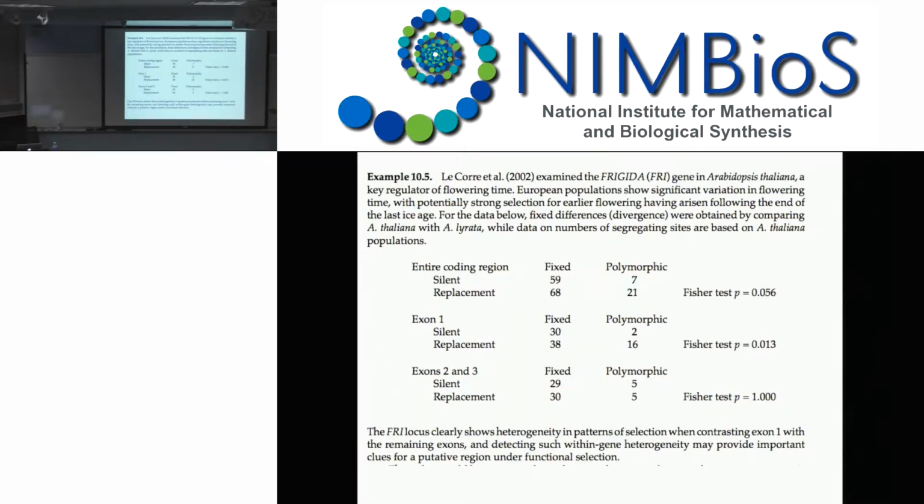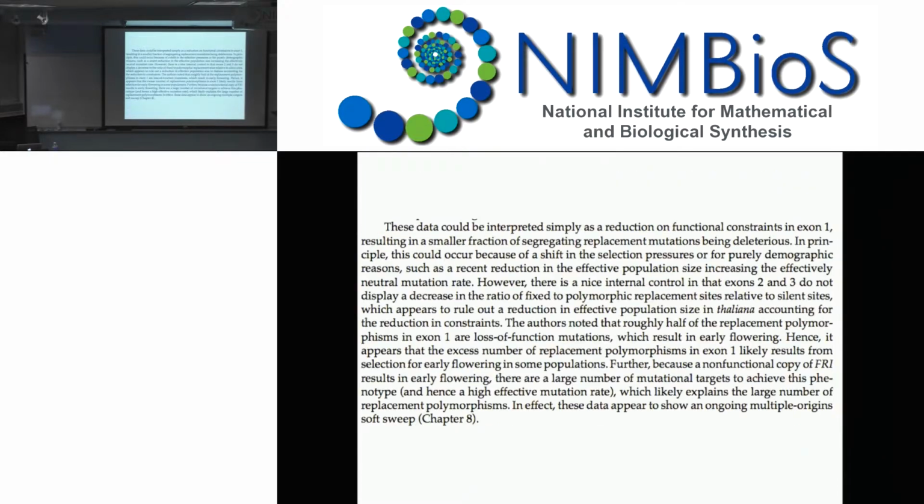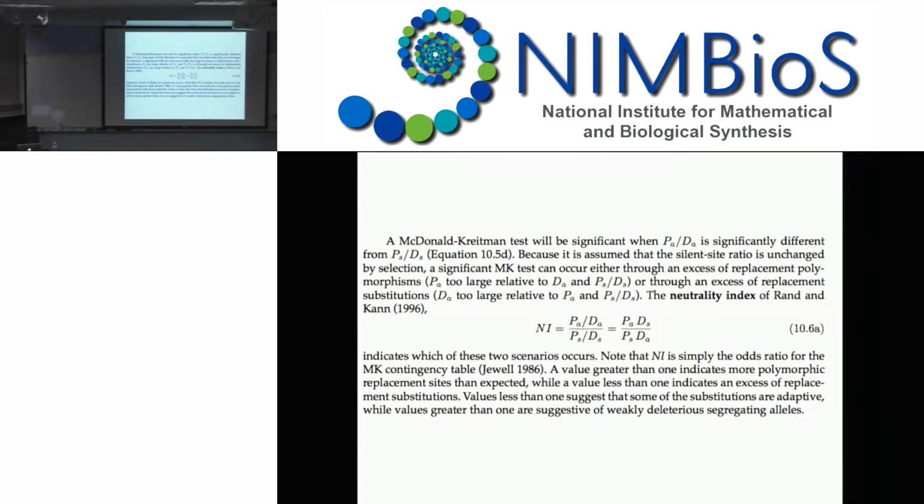So you have an excess of these because there's apparently selection for earlier flowering, and the interesting thing here, this goes back to soft sweeps, is there are many different ways you can generate that early flowering in the same gene. You simply have to knock that gene out in exon 1, and there are lots of sites to do that. So that's a nice example of using the McDonald-Kreitman test.